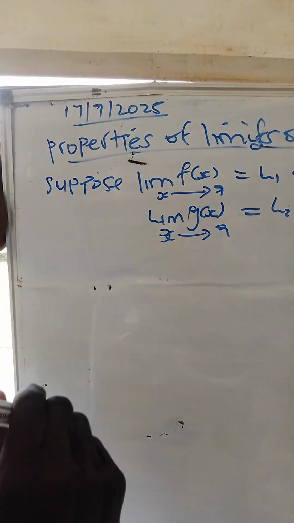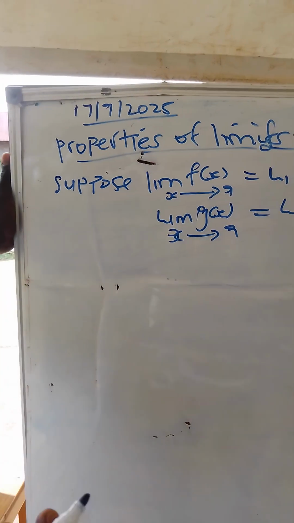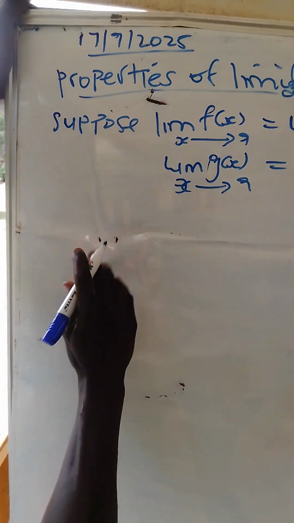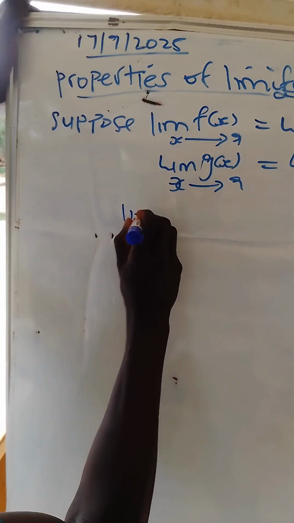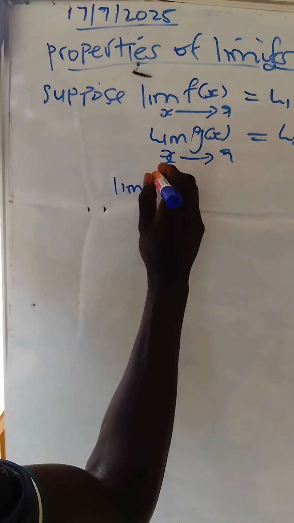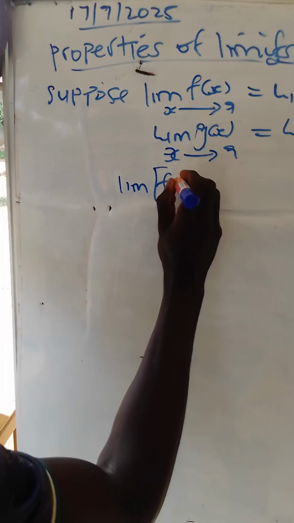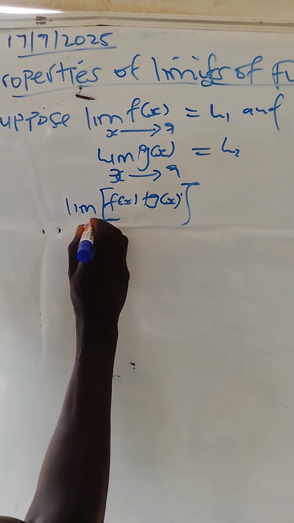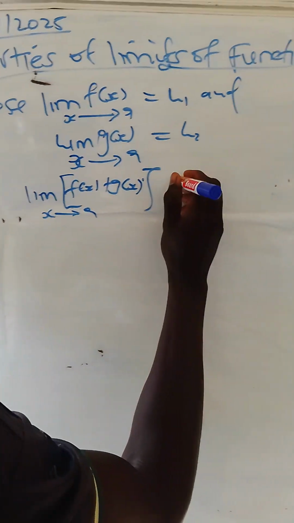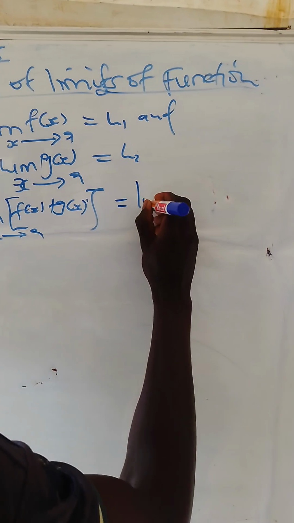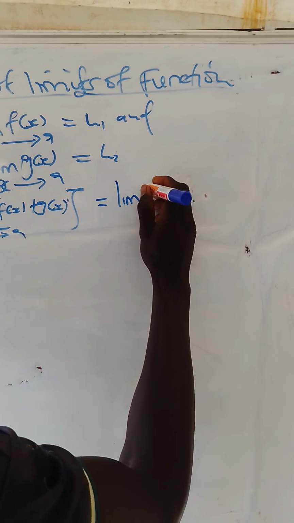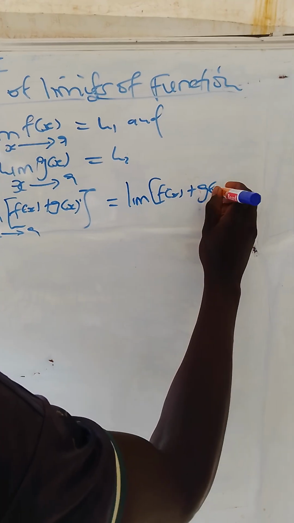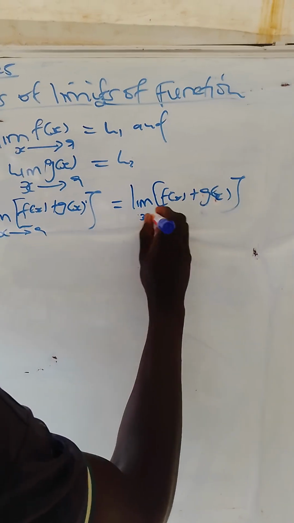Now here we are going to look at our example. That was the starting point to make you understand this knowledge of limits of a function. Suppose the limit when we are adding our function f of x plus g of x for x tending to a is the same as the limit of f of x plus g of x for x tending to a.